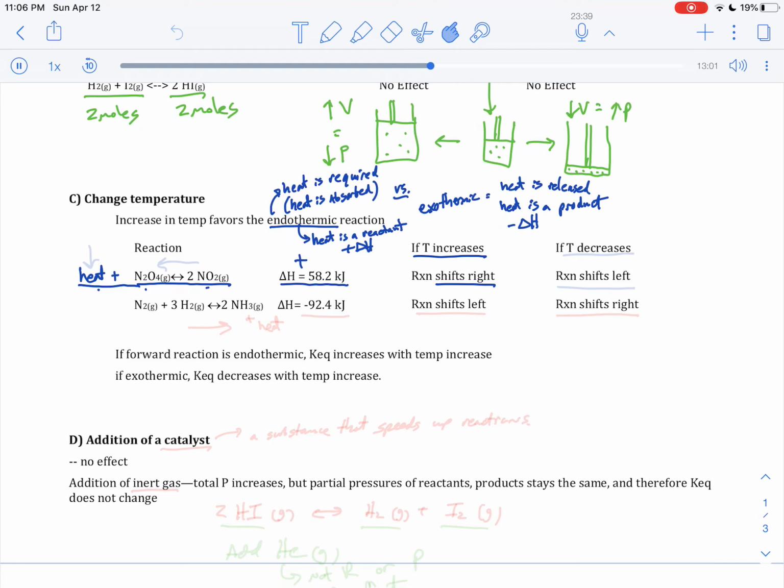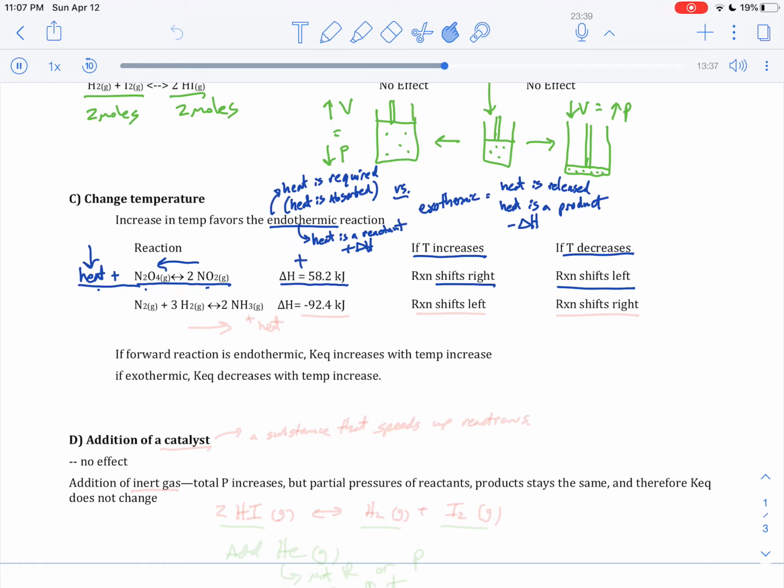If the temperature decreases, then instead of increasing the heat, you're decreasing it. You're cooling it, you're removing the heat. Any equilibrium system is always going to replace what was removed. So if you cool it down and decrease the temperature, this reaction is going to shift to replace that heat. It's going to shift to the left. So this reaction was endothermic.